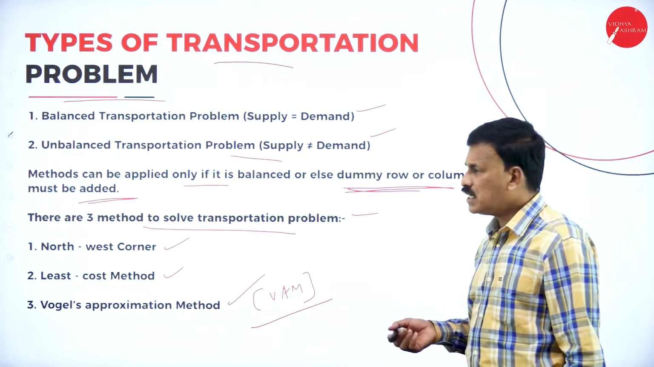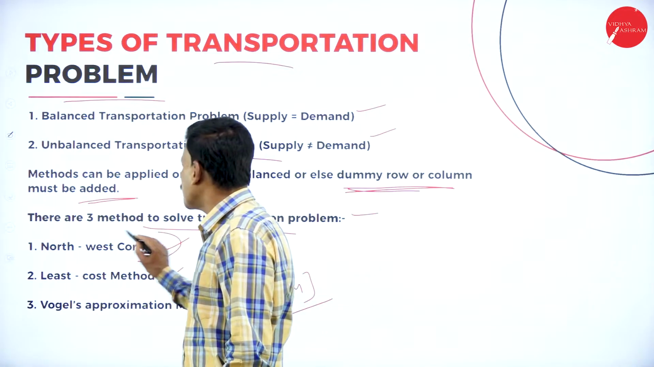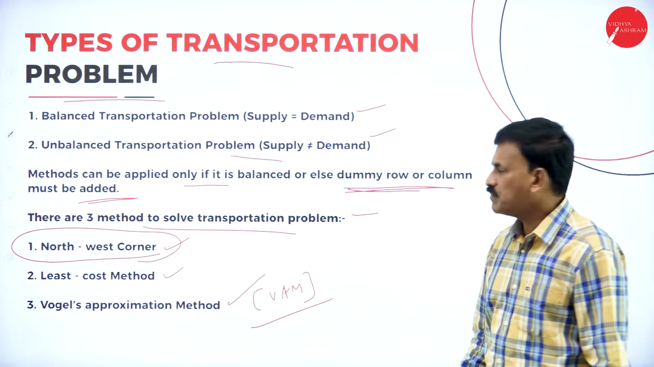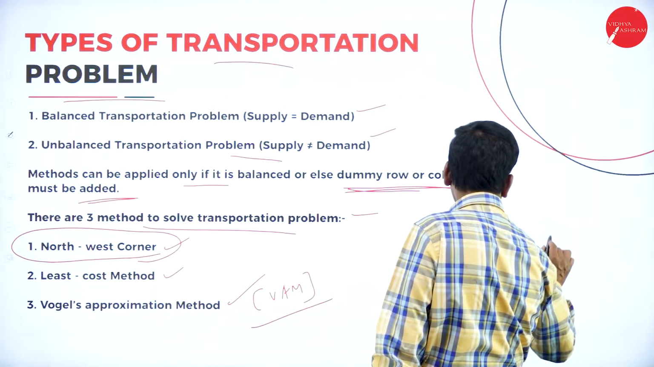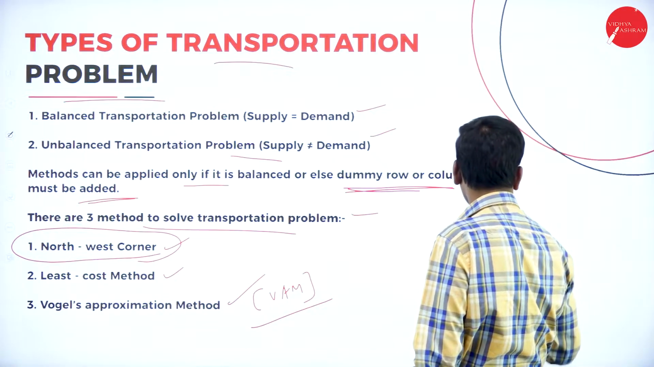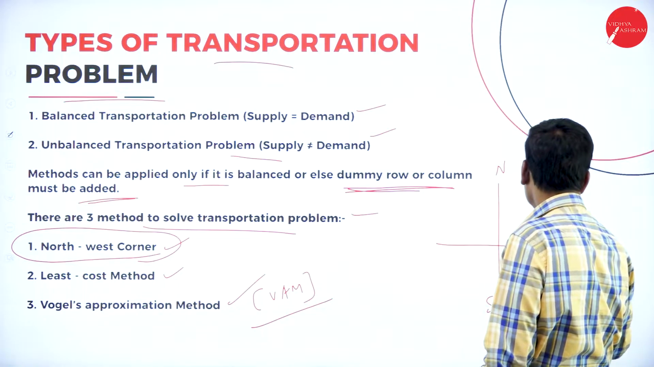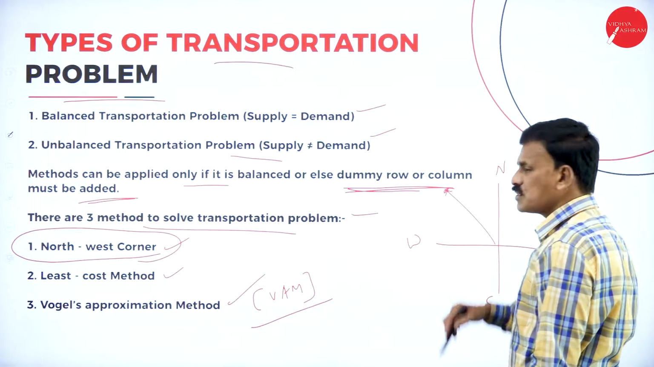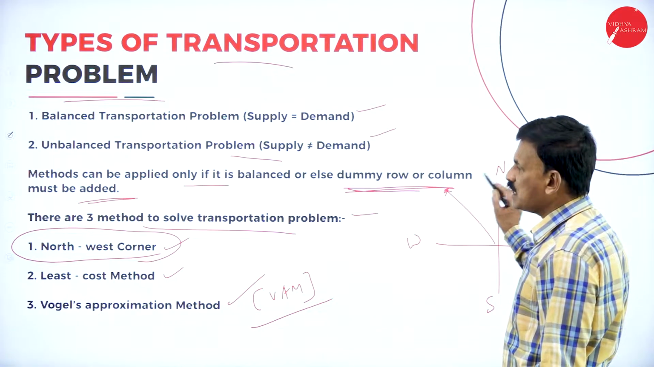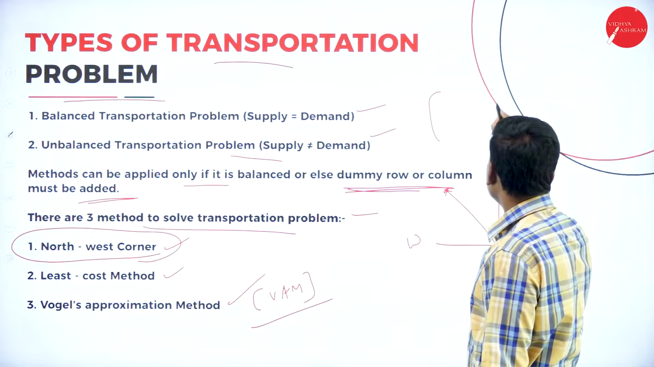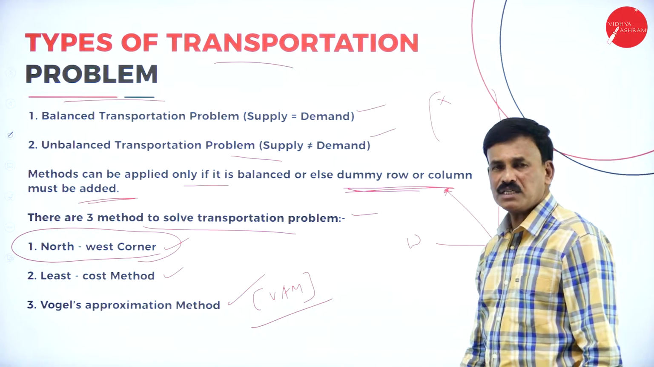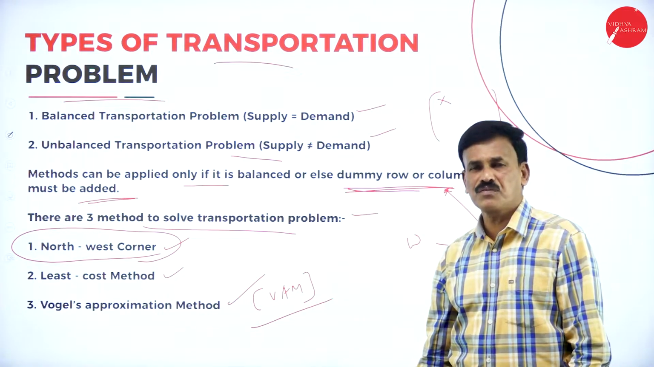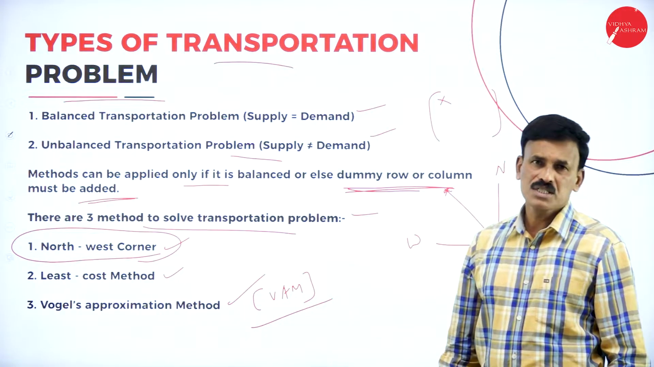Now, let us discuss in detail the first method, that is called the northwest corner. The name itself indicates we are selecting the northwest element. Here north, south, then east and west. So we are selecting the element here, that is, northwest. The topmost, left topmost element. So we are choosing the left topmost element to perform the operation and to get the solution.